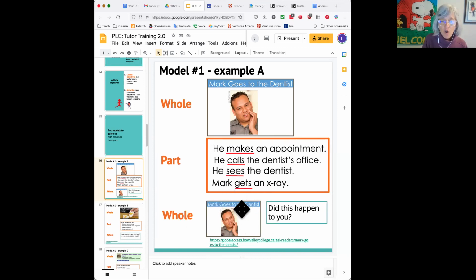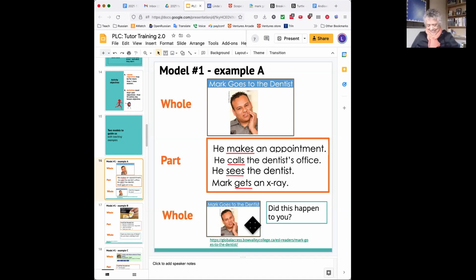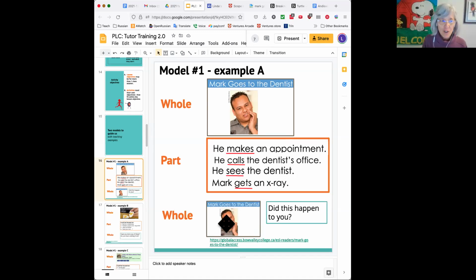And then we'll go back to the whole, and we'll talk about my favorite topic and yours, going to the dentist. And again, depending what level the students are at. All right, so here's example number 1.